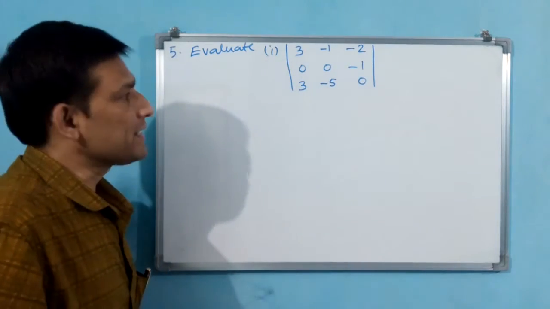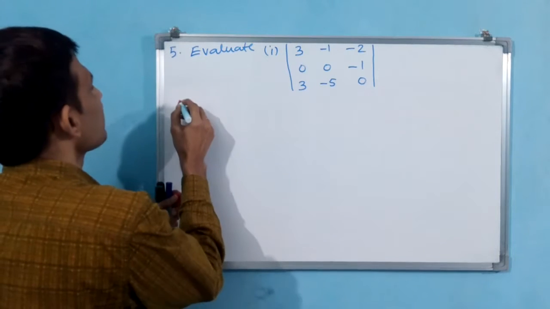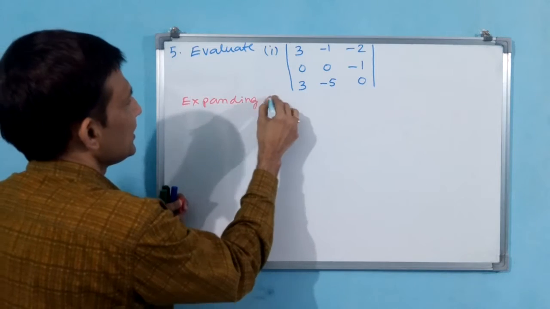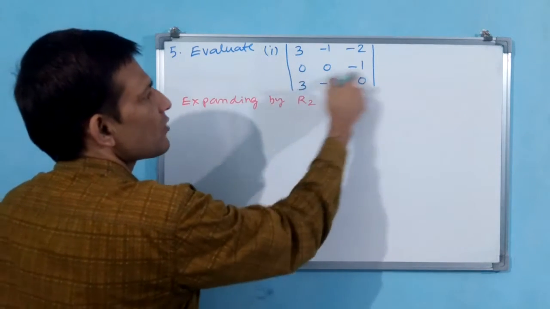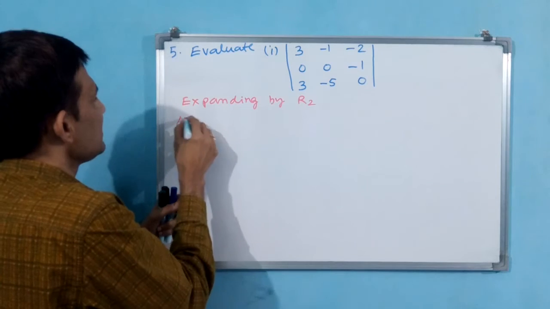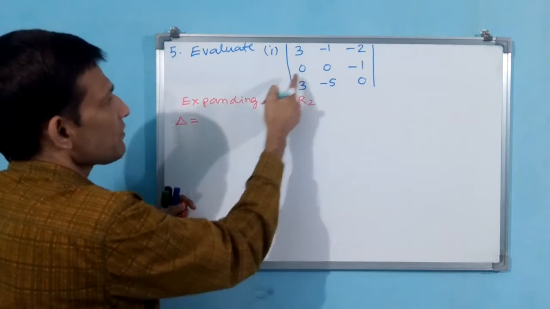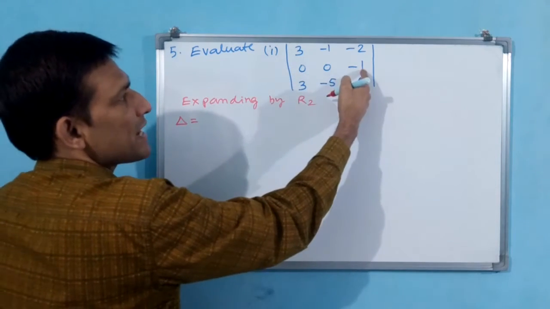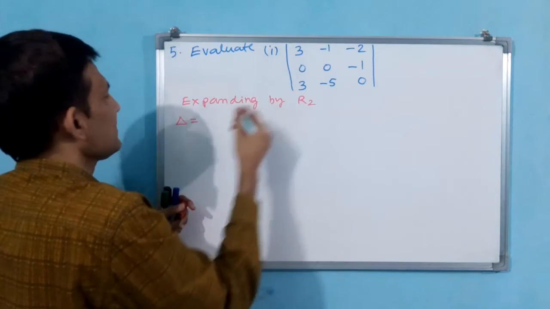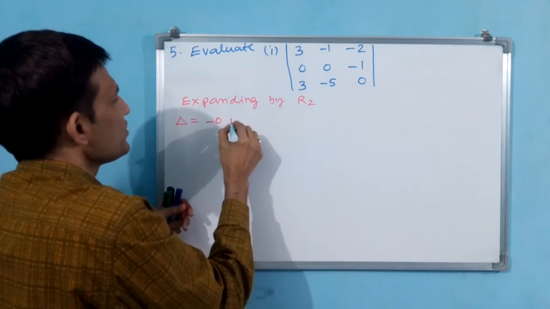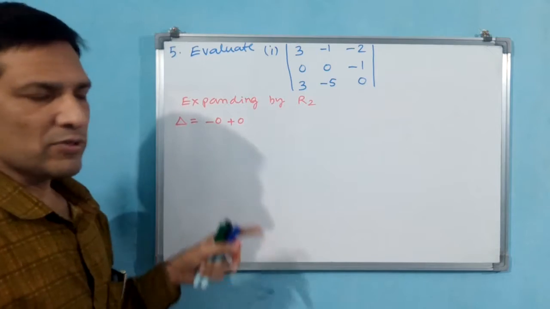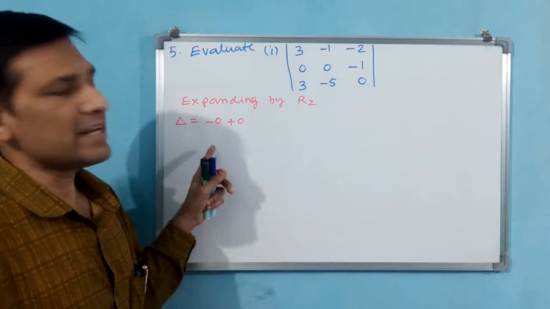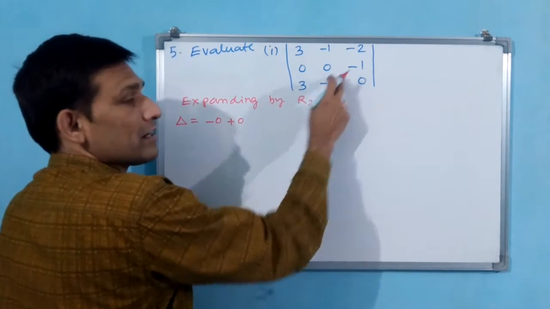Okay, let us expand. What I am writing, you see, expanding by R2. Why? Because R2 has 2 zeros. Okay, delta is equal to. Now you see first, plus minus plus, that means this is minus plus minus. Okay, minus 0 again plus 0. While it is 0, you directly write 0. Even if you don't write this, the examiner is going to give marks, but for the sake of your understanding, I am writing.